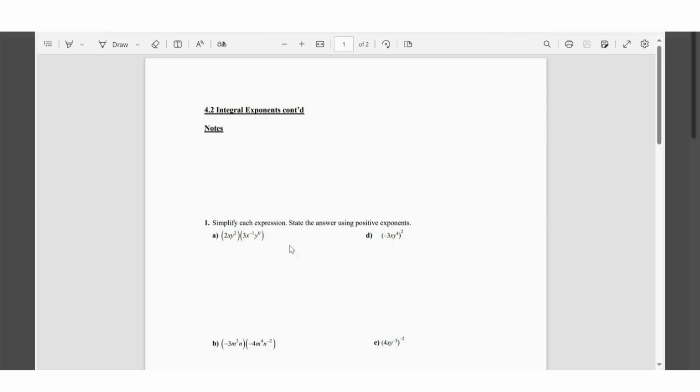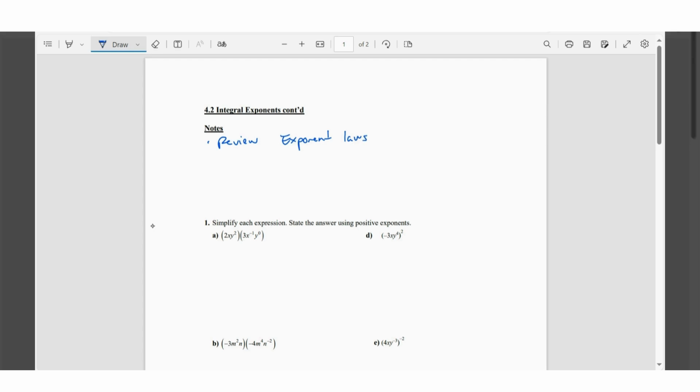This is Integral Exponents continued. I thought it's good to split it up into two parts. I did a kind of simpler lesson last time, and here's some more complicated ideas. So for notes, I just want you to review the exponent laws that I gave you last time.